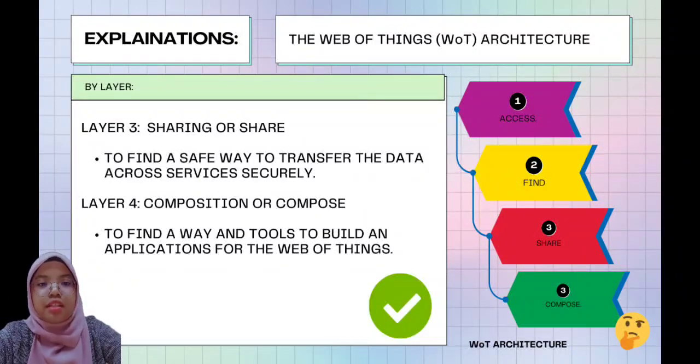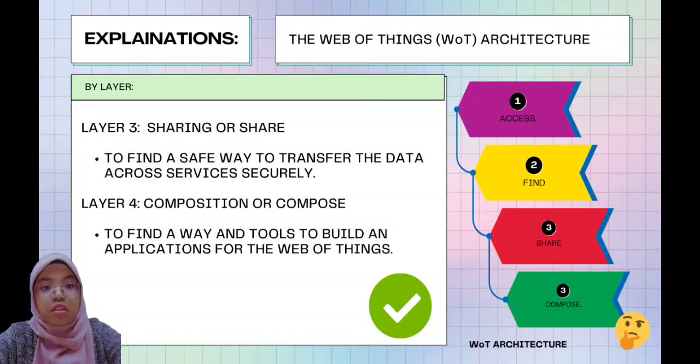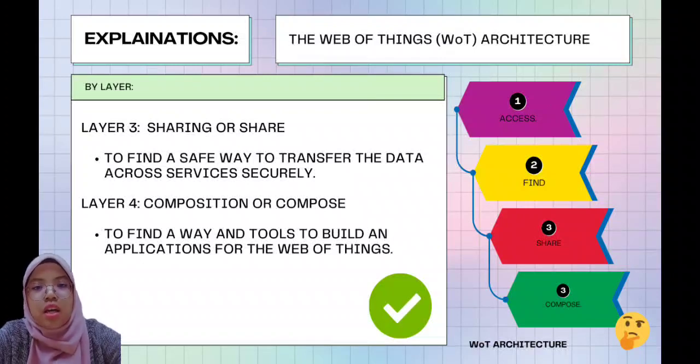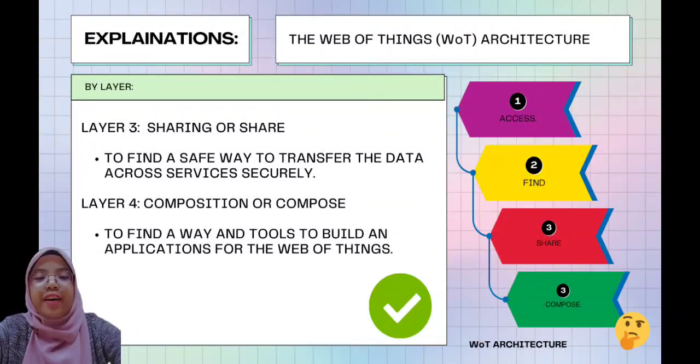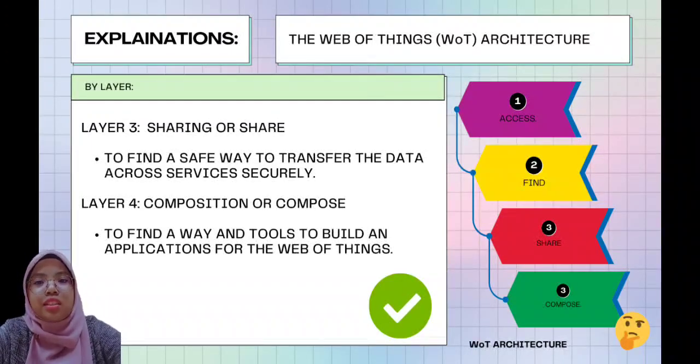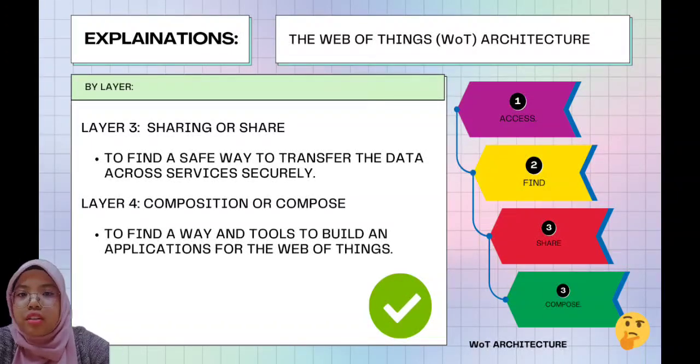The third layer is about sharing. Share is to find a safe way to transfer data across services securely. It is like you secure your piggy bank away from your siblings' reach. This layer does the same work for WoT. Different protocols are used at this level, such as TLS, encryption, and authentication.